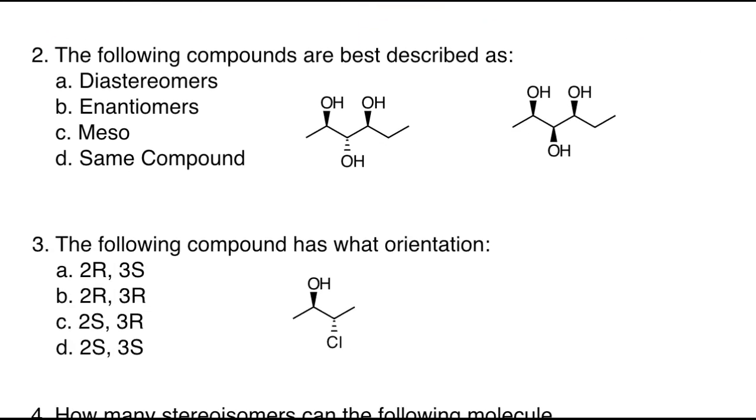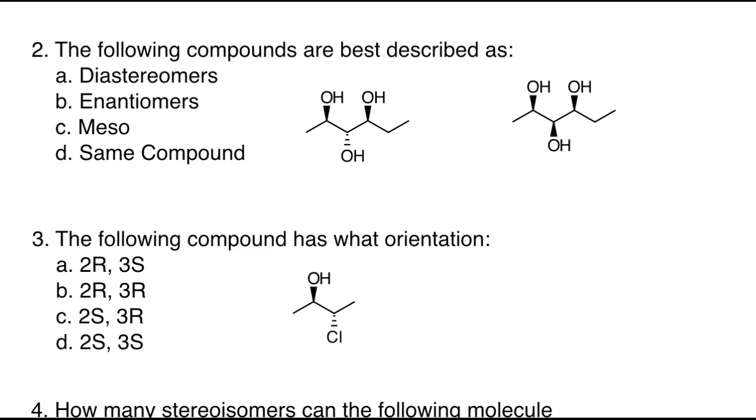All right, number 2. The following compounds are best described as. Now hopefully, because one of your goals here is to save time when you're working on the MCAT, you were able to analyze this without going through and assigning R or S at every potential chiral center. Now, how would you analyze this?